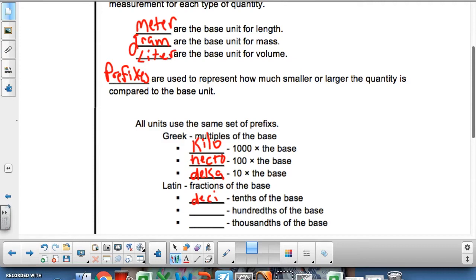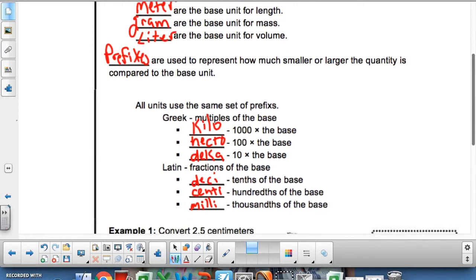Hundredths, you've probably heard this one, that is the centi. So a centimeter is smaller, is 100th of the size of a meter. And then the last one that we're going to talk about today is milli. So milliliters, milligrams, and millimeters. And again, you've probably heard those before, especially in science class.